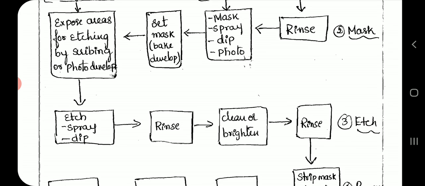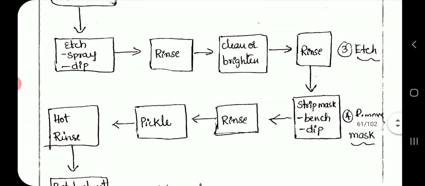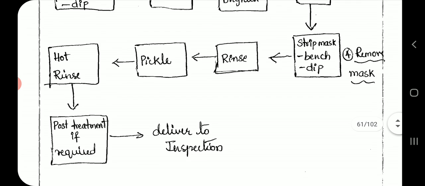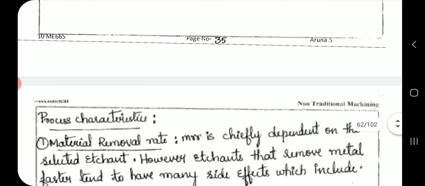Second stage, mask. Third stage, etch: etch spray or dip, rinse, clean or brighten, rinse. Fourth stage, remove mask: strip mask, bench dip, rinse, pickle, hot rinse, post treatment if required, deliver to inspection.